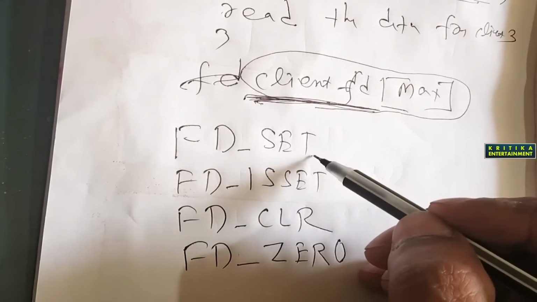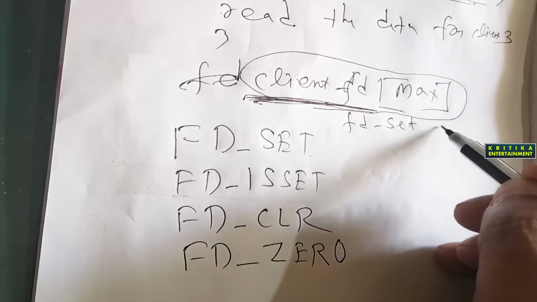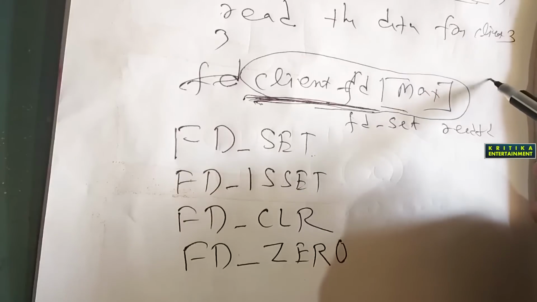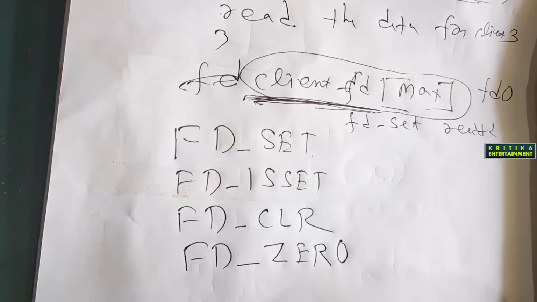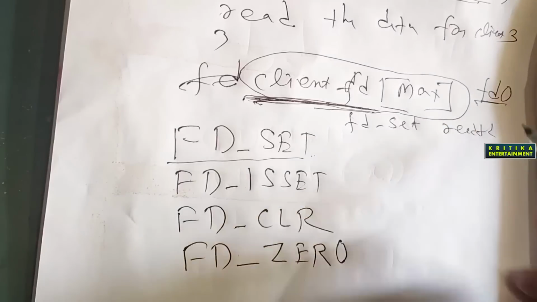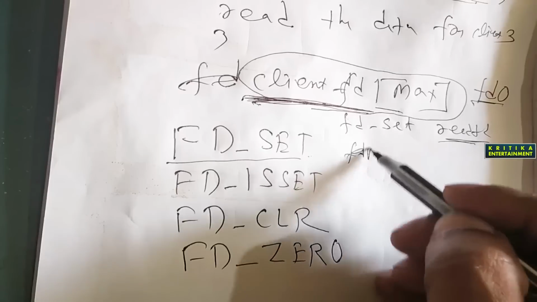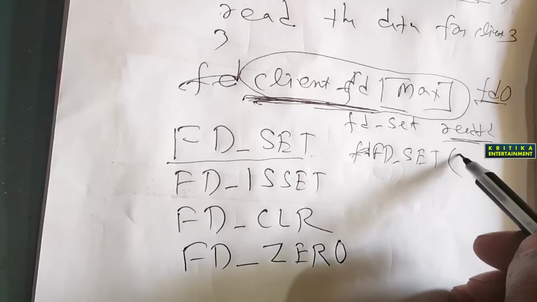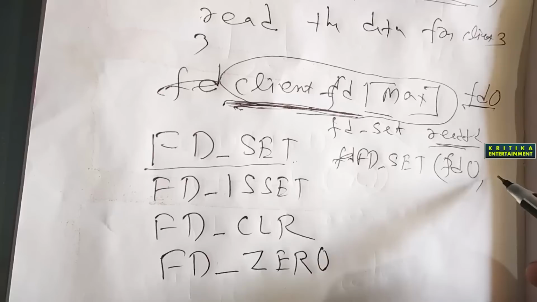First, why do we use FD_SET? Suppose here I have declared fd_set as a data type. I will declare the read FD. Suppose I have one FD, called FD 0. Then I want to set this FD 0 into read FD. So what will I write here? FD_SET. What will I write here? This FD 0. Then read FD.